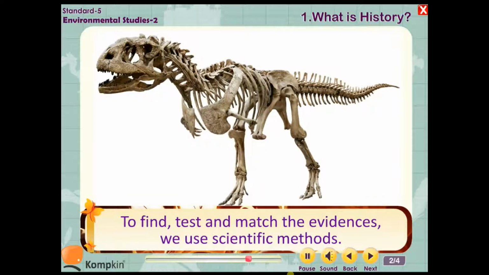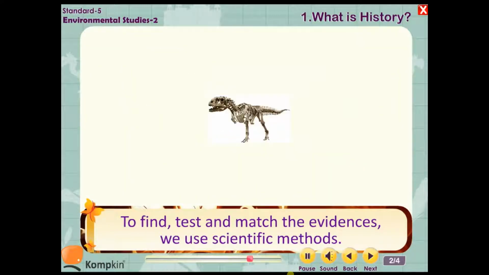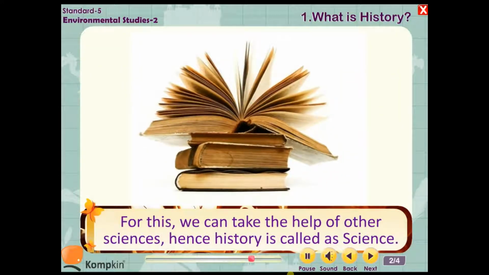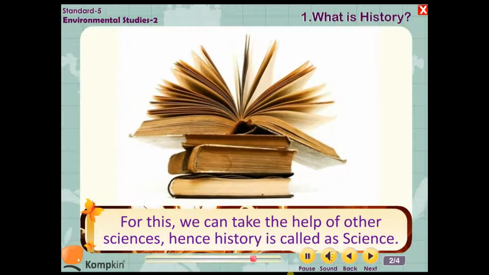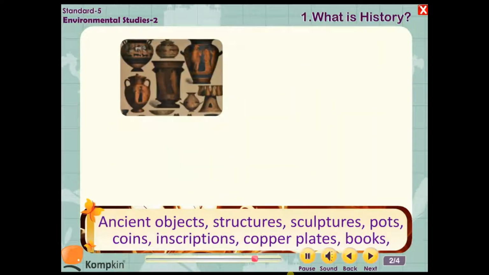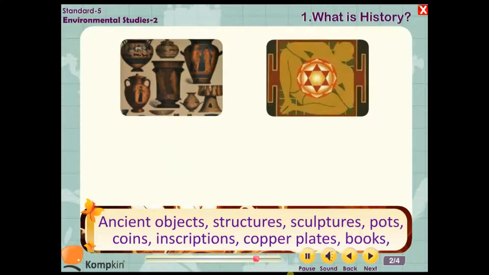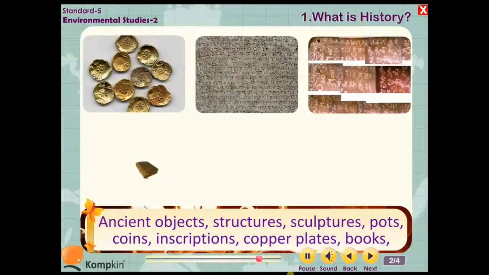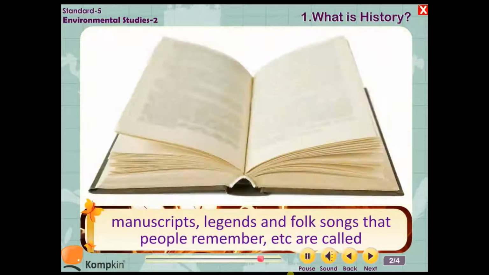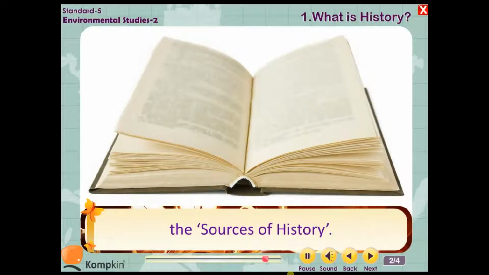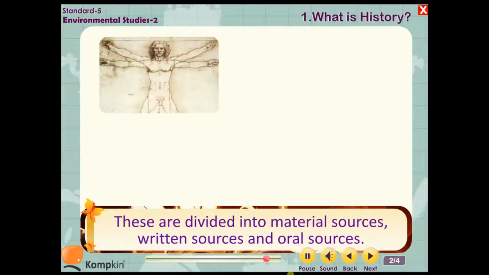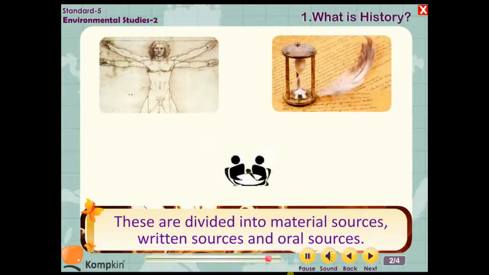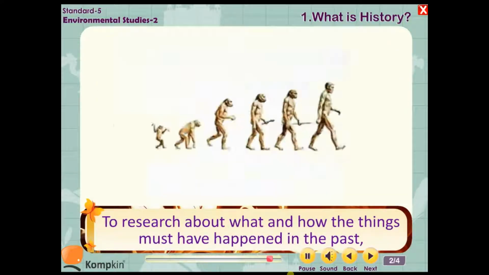To find, test, and match the evidences, we use scientific methods. For this, we can take the help of other sciences. Hence, history is called a science. Ancient objects, structures, sculptures, pots, coins, inscriptions, copper plates, books, manuscripts, legends, and folk songs that people remember, etc. are called the sources of history. These are divided into material sources, written sources, and oral sources.